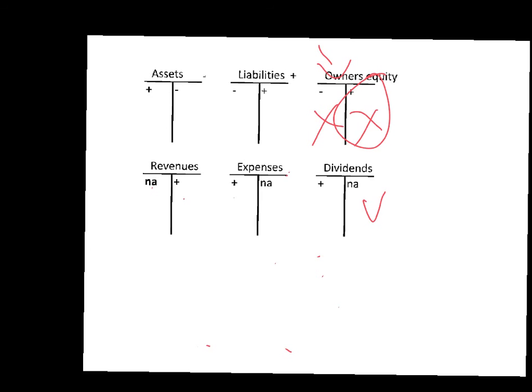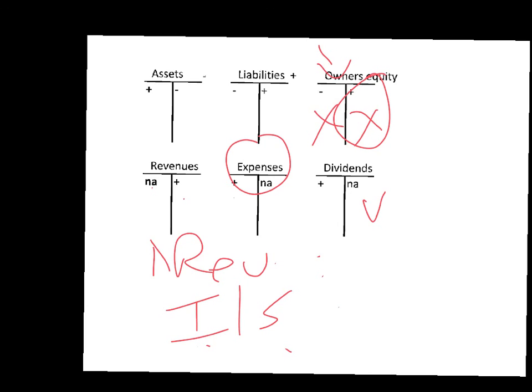So there is the summary for closing entries. First one, you close revenues to income summary, then you close expenses to income summary. Third, you close income summary to retained earnings, and fourth, you close dividends to retained earnings.